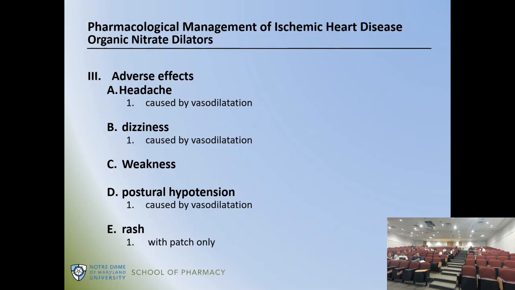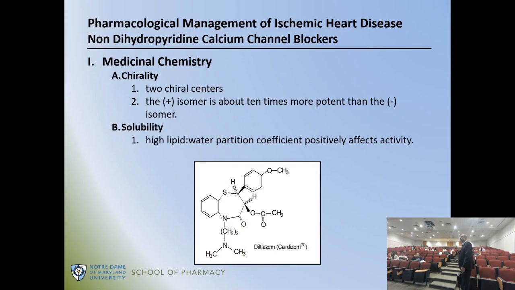Weakness, same thing. Postural hypotension, right? When you sit up and get dizzy, you feel like you're going to pass out. Again, that's due to the vaso and venodilation. And then you can also get a rash, but this is only typically associated with the patches containing nitrates. That dosage form, okay? There's a patch form of the nitrates. All right?